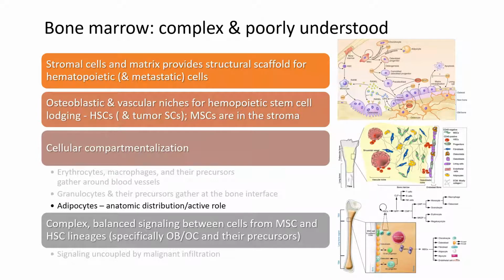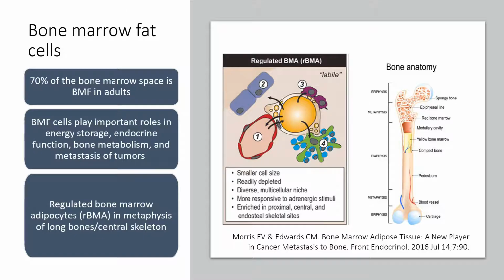Now we know that bone marrow fat is important, making up about 70% of the bone marrow space. And bone marrow fat plays an important role in energy storage, endocrine function, and bone metabolism, but bone marrow fat is involved in the metastasis process also. There are two types of fat cells that we need to consider. These smaller fat cells, which are found in metaphyses of the long bones and in the central skeleton, are active metabolically and so are involved in hematopoiesis and skeletal modeling.